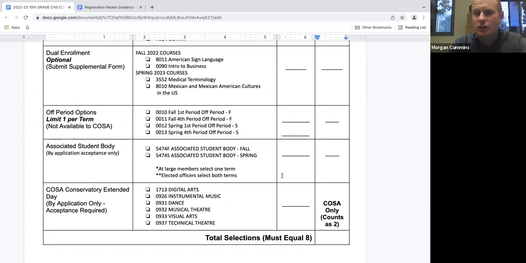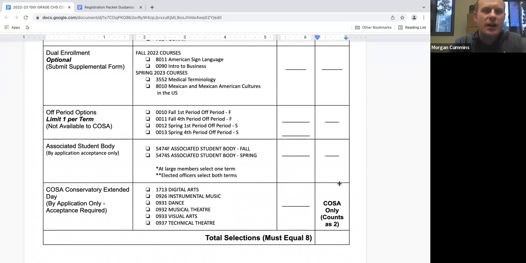Sophomores are also able to take a dual enrollment class, and a dual enrollment class is a class that's taught by a Southwestern College professor on our campus, and it's called dual enrollment because you earn both college credits and high school credits at the same time. We'll be offering American Sign Language and Intro to Business in the fall, and the American Sign Language class is the same level as Spanish 2 or French 2. So taking that one class will meet your college requirement for world language. And then we'll be offering medical terminology and Mexican American cultures in the spring.